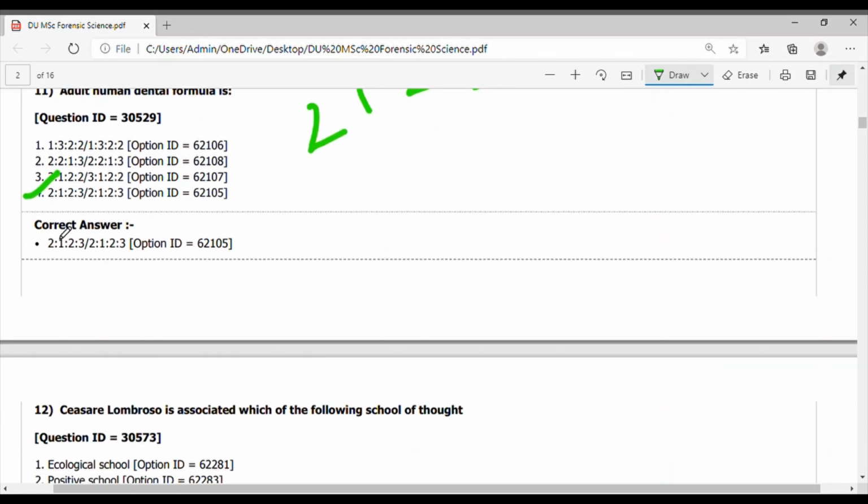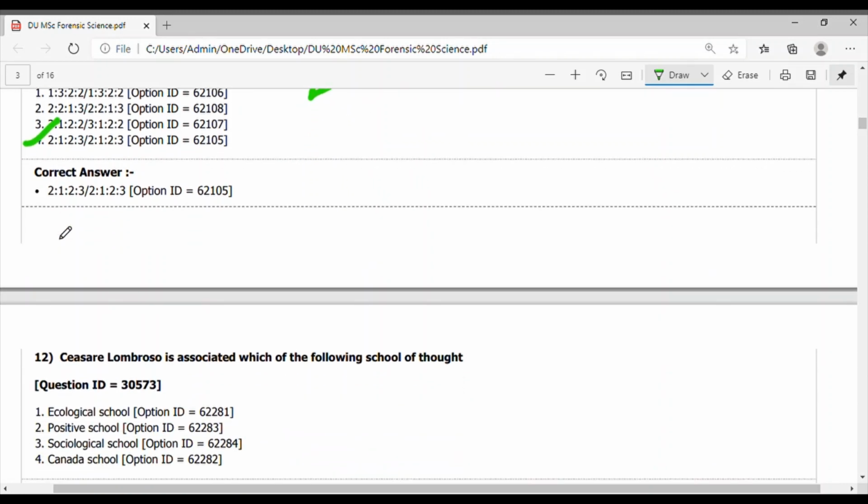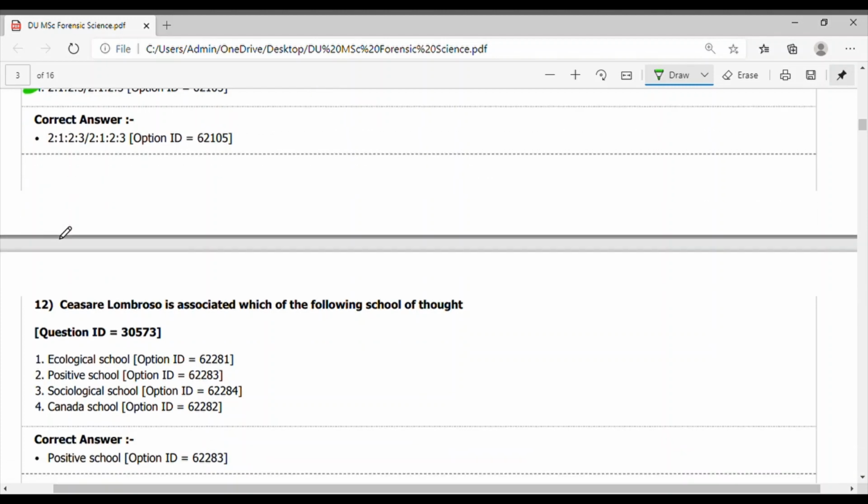Then another question, 12. Cesare Lombroso is associated with the positive school of thought.